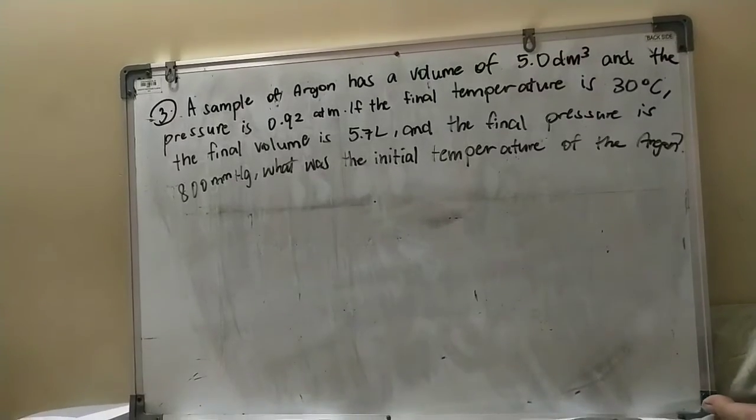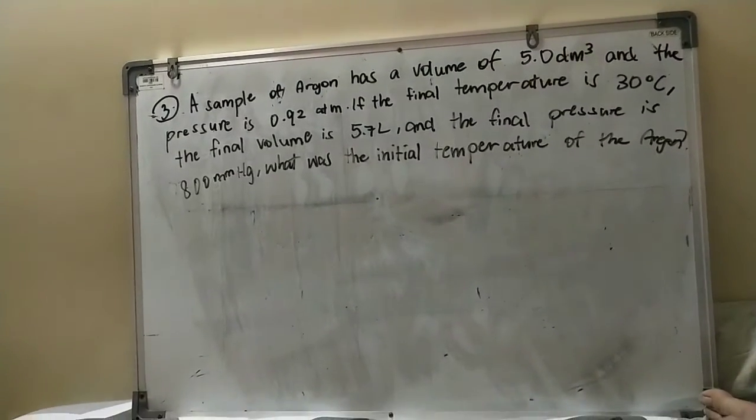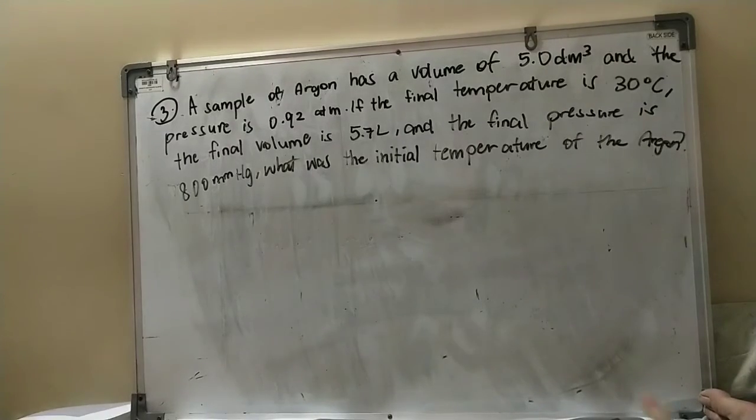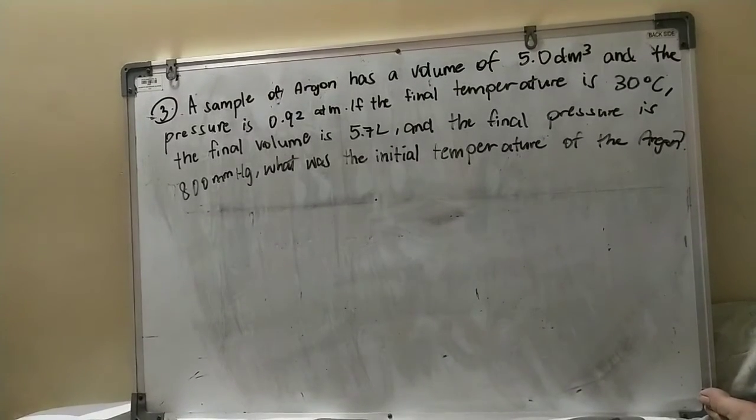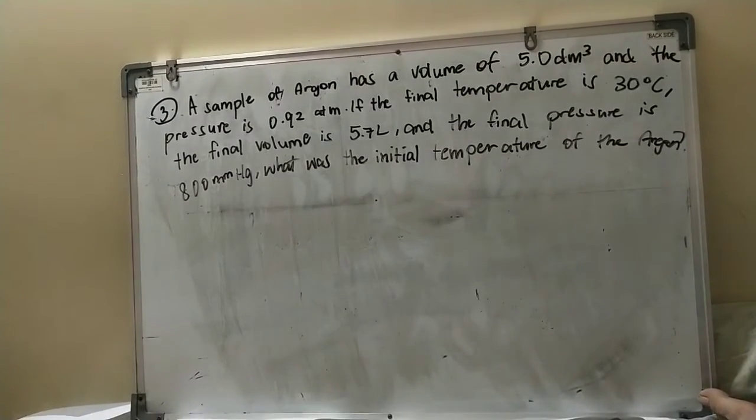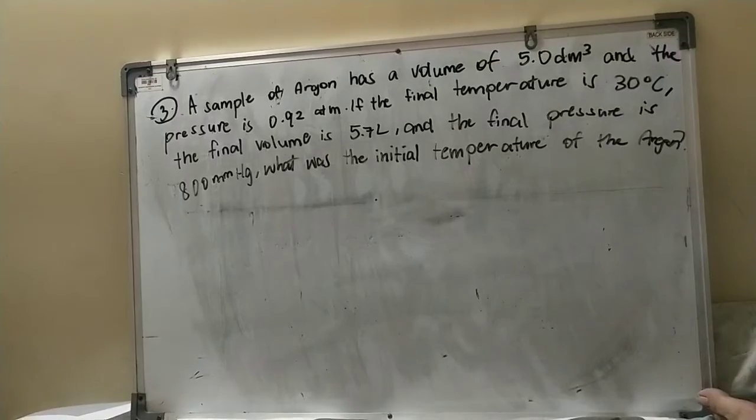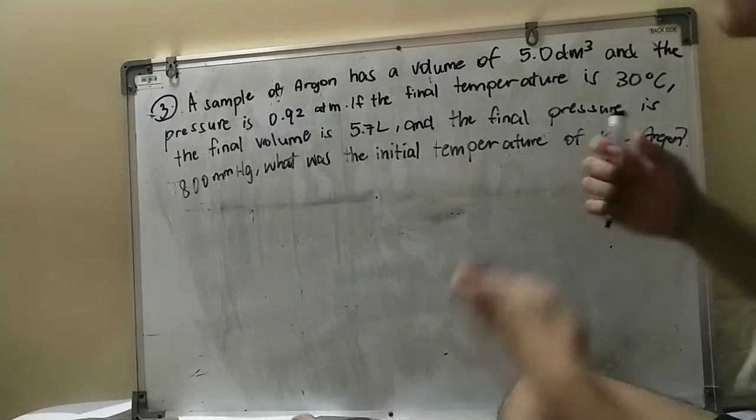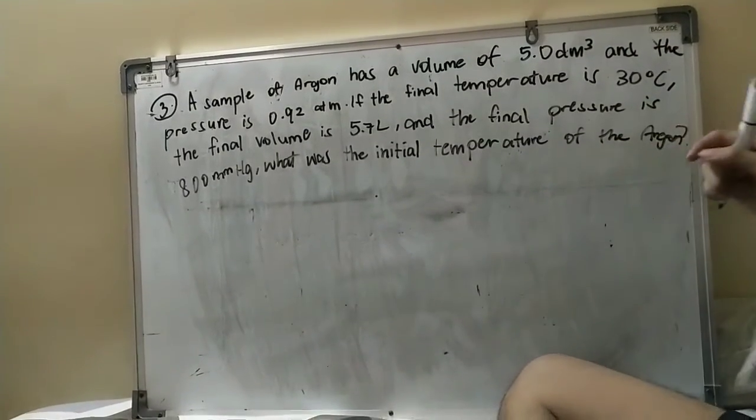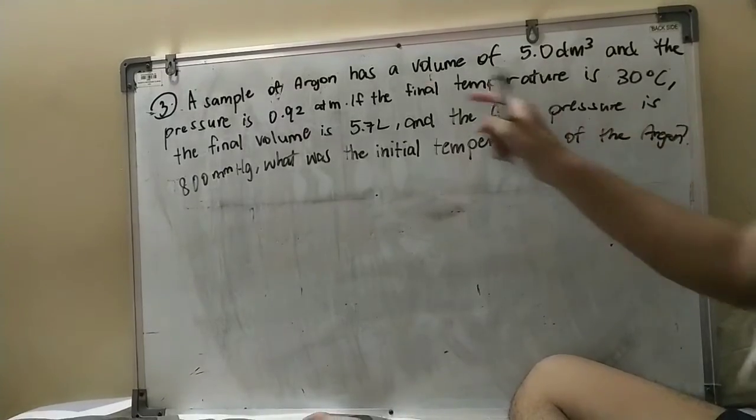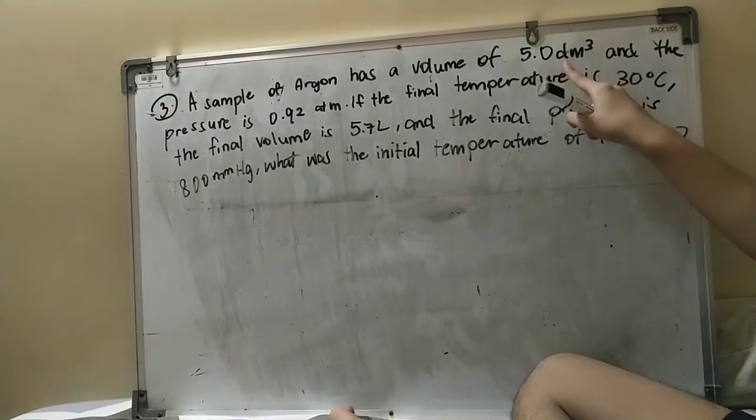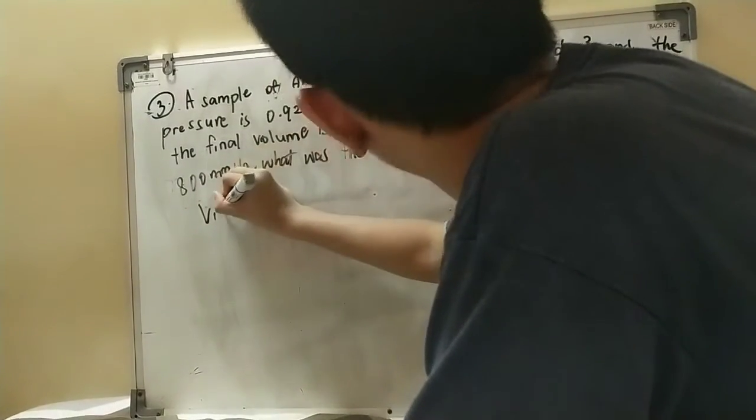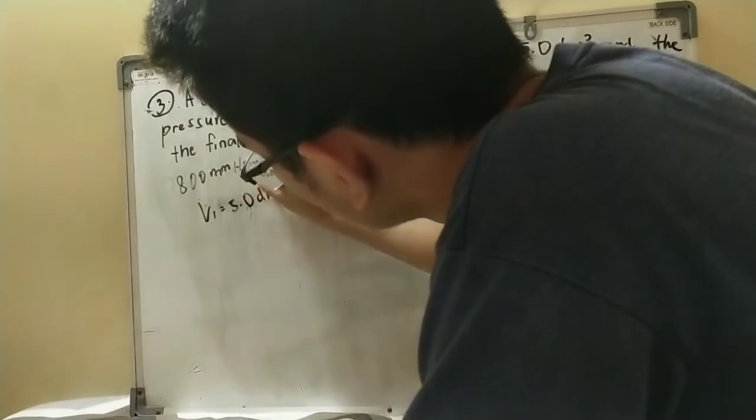Now, on to our third question. A sample of argon has a volume of 5.0 decimeters cubed and the pressure is 0.92 atmosphere. If the final temperature is 30 degrees Celsius, the final volume is 5.7 liters, and the final pressure is 800 mmHg, what was the initial temperature of the argon? So, what you first do is, again, you need to find the values in the problem. So, our first value, V1, or initial volume, is 5.0 decimeters cubed.